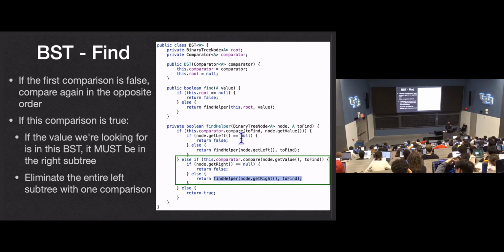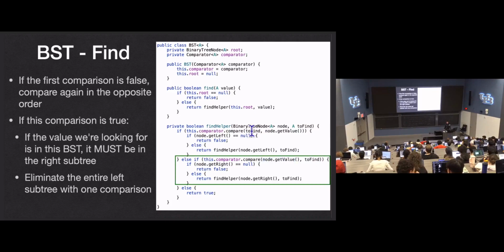But if this comparator returned false both times, I said, is the value I'm looking for before this node's value? No. That means this node's value is either greater than or equal to toFind. And if I say, does the value at this node come before toFind, and it says no again, that means toFind is greater than or equal to the value that I'm looking for.